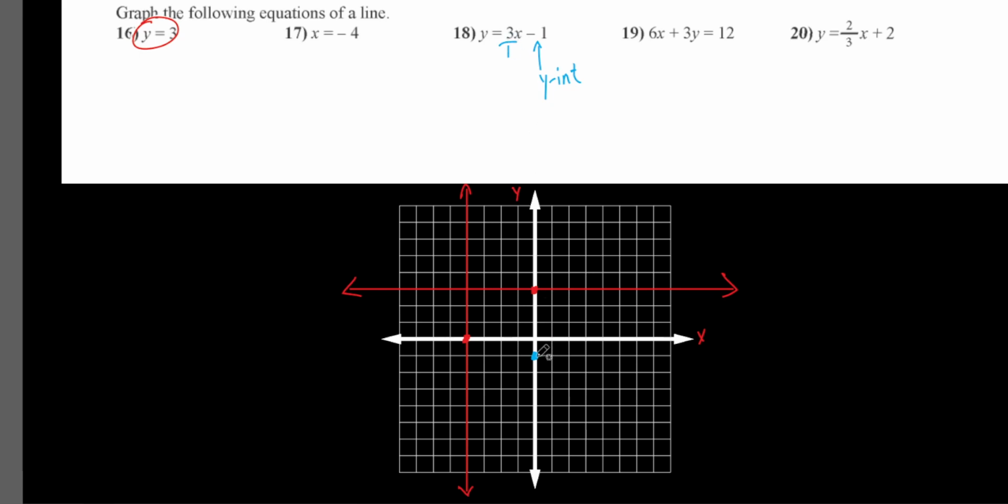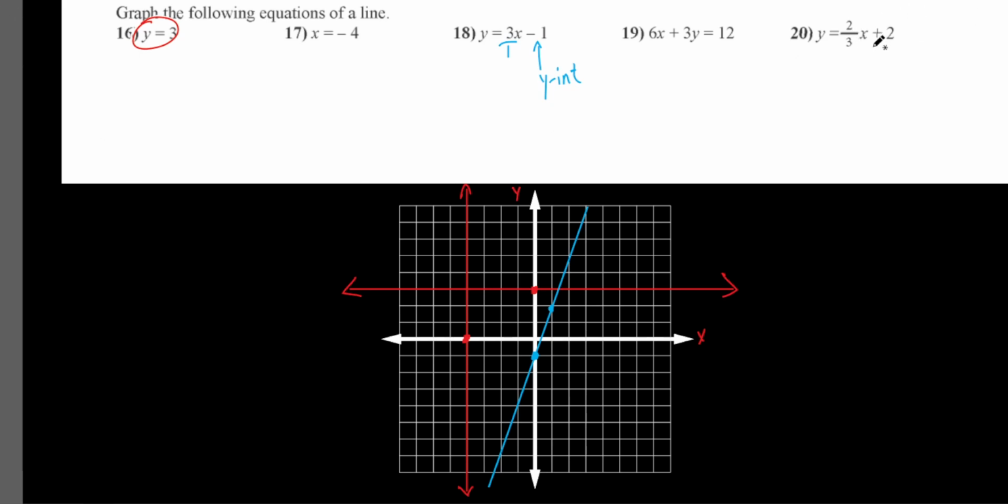So how much do I rise? Rise over run. Rise 3. That means I go what? Up 3. 1, 2, 3. Don't put a point just yet. Now I have to run 1. So which direction do I go? To the right 1, right there. And then I just connect them. And then I'm good to go. That's that one. Let's do number 20, then we'll do 19.